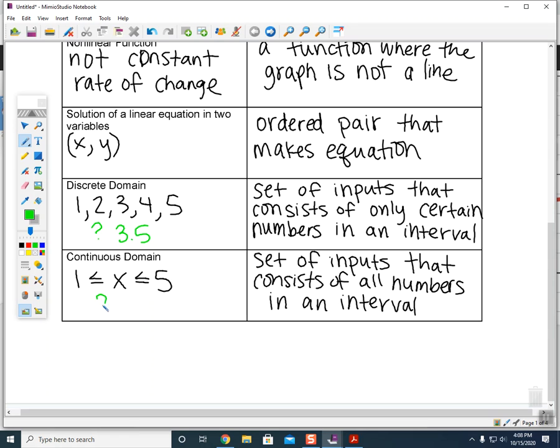Could 3.5 fit down here? Yes, it can. I can have that be 3.5 because a continuous domain is all of those values between 1 and 5. So literally any number that falls between 1 and 5 can be an input value for my function. No. Yes, right? It works in here, it does not work in my discrete domain.